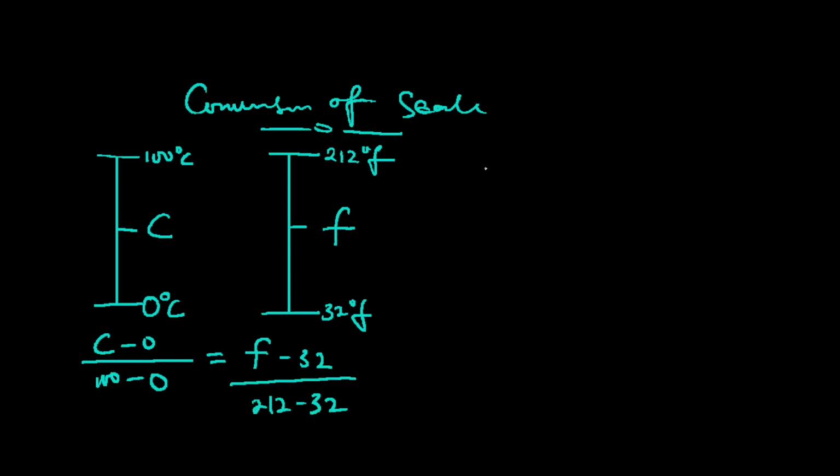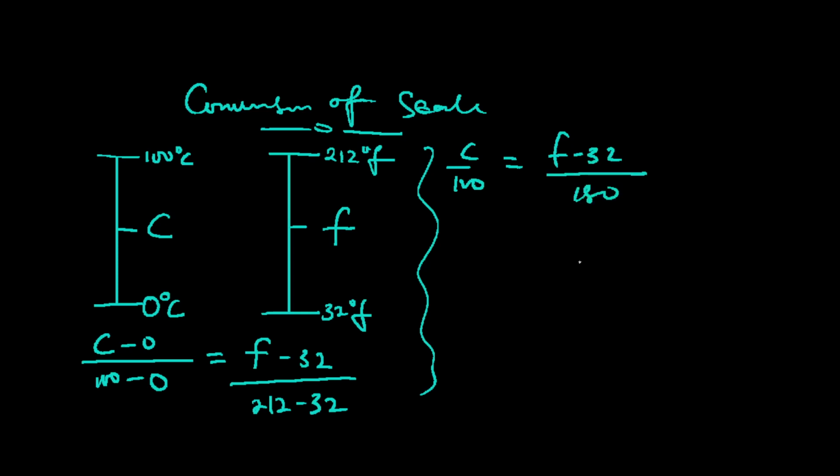So from here, we have C over 100 equals F minus 32 divided by 180. When you cross multiply, you will have 180C divided by 100 equals F minus 32. Make F the subject of the formula.